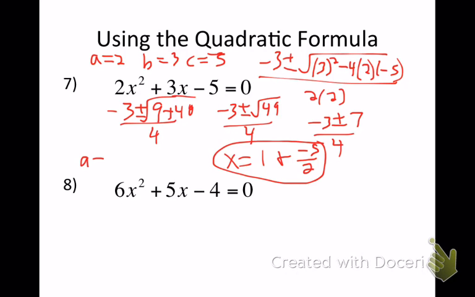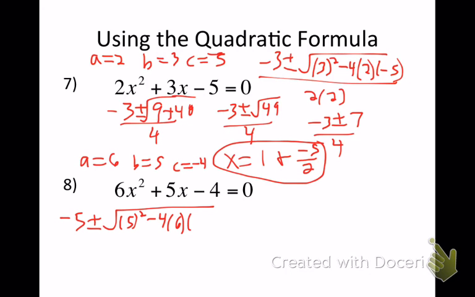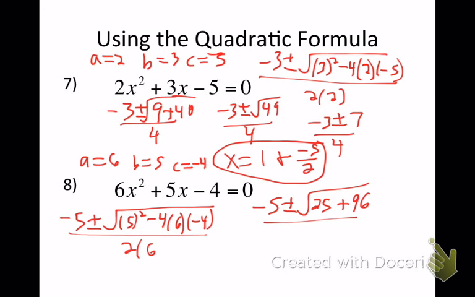6, 5, negative 4. Okay, so I plug it in. I get negative 5 plus or minus the square root of 5 squared minus 4 times 6 times negative 4, all over 2 times 6. So that gets me negative 5 plus or minus the square root of 25 plus, what's 4 times 6 times 4? What is it? 96. All over 12.